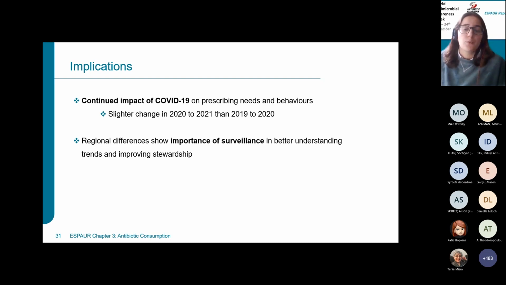With services beginning to resume, consumption trends are somewhat changing to reflect this in 2021, with slight increases or decreases back towards pre-pandemic levels being seen. It will now be important to keep emphasising appropriate prescribing to keep the rate at these lower levels observed. And then regional differences in antimicrobial use are also seen, which has been highlighted in this presentation, with differences seen in use by prescriber setting per region too. This has implications for stewardship and highlights the importance of surveillance in better understanding trends and improving stewardship. Next slide, please.